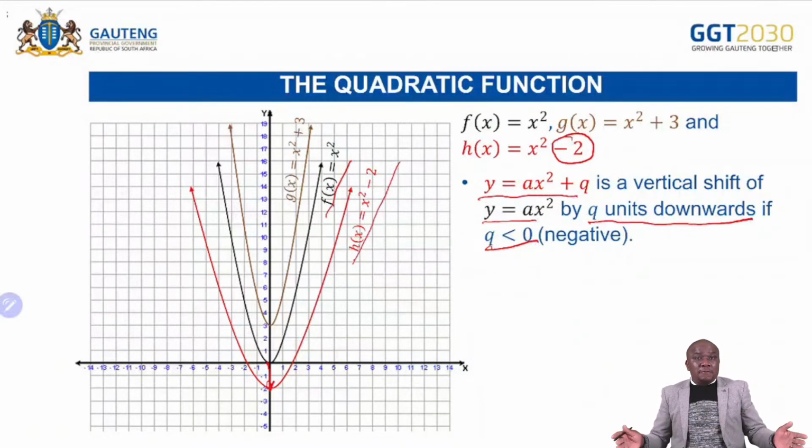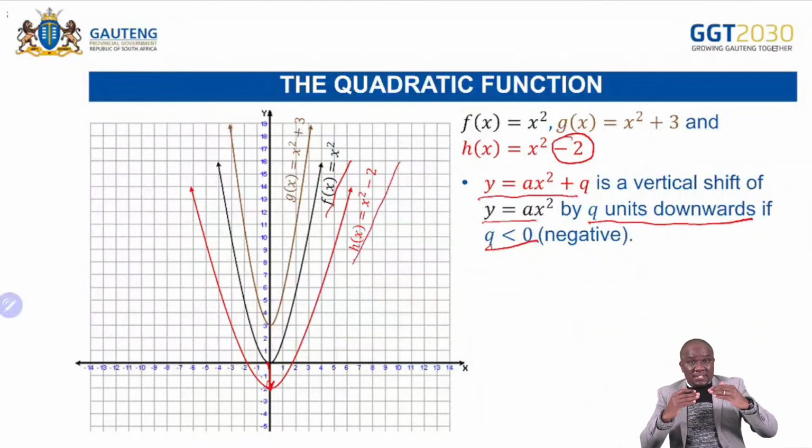So what is the effect of q? Vertical shift. If it is positive, it goes up. If it is negative, it goes down. If it's positive 2, it's going to go up by 2 units. The original graph is going to go up by 2 units. If it's negative 3, it's going to go down. The graph of f of x is equal to ax squared will go down by 3 units.